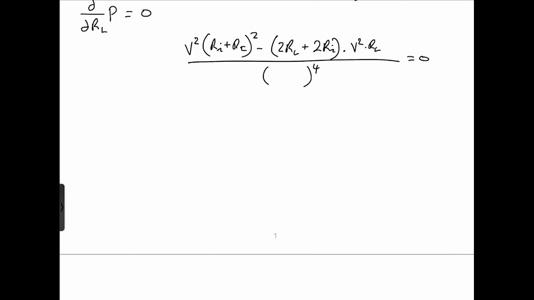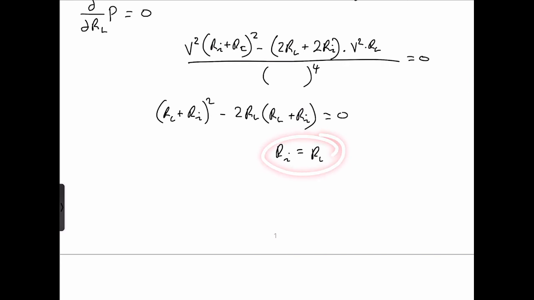We can then go ahead and simplify this. So we get (RL plus Ri) squared minus 2 times RL times (RL plus Ri) is equal to 0. If we rearrange, we see that Ri is equal to RL. So you might want to just plug this in and evaluate the findings. Say, for instance, just plug this into the power equation, and let's do that for example.